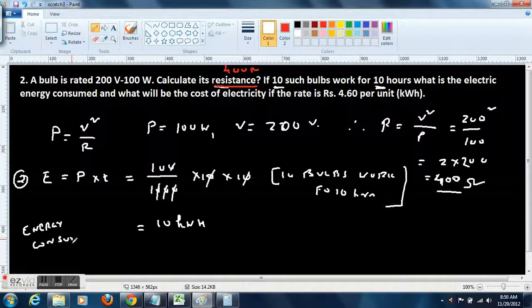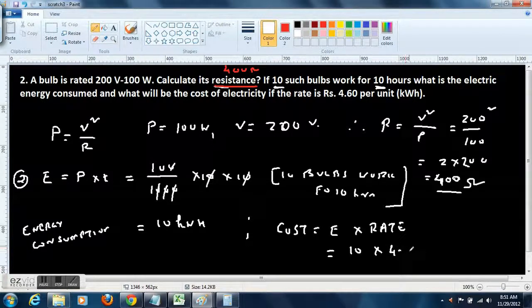So this is the energy consumption for 10 bulbs when they are running for 10 hours. Now what is the cost? The cost is obtained from the formula energy consumption multiplied by rate, and energy consumption is 10 kilowatt hour and rate is rupees 4.6 per unit. So therefore it comes to 46 rupees. So this is the answer to numerical problem number 2.